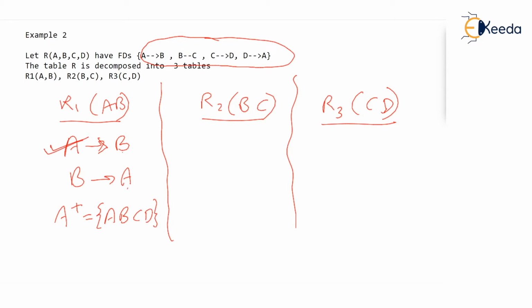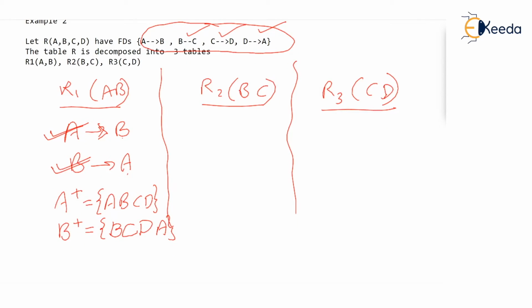How do you check B determines A? Using our original dependency set, find B closure and you will see that B closure will contain B, and B determines C will bring in C, and C determines D will bring in D, and D determines A will bring in A. So this also contains all the attributes. That means B can determine A. So these two dependencies are preserved. I hope you are understanding.